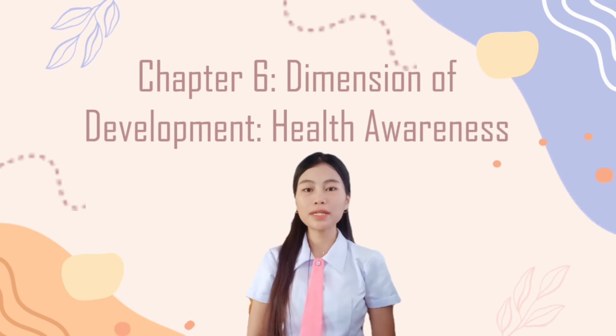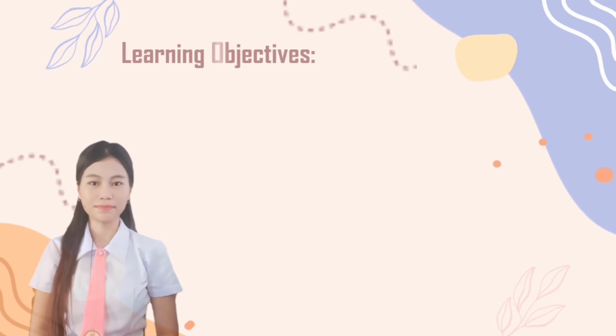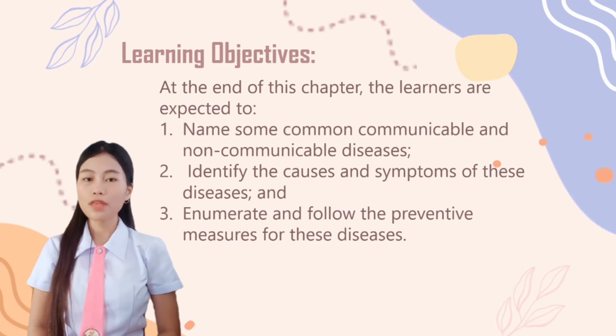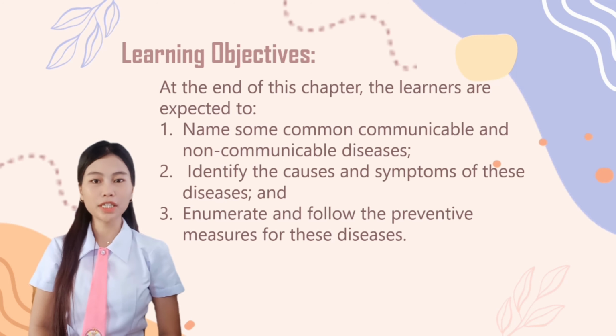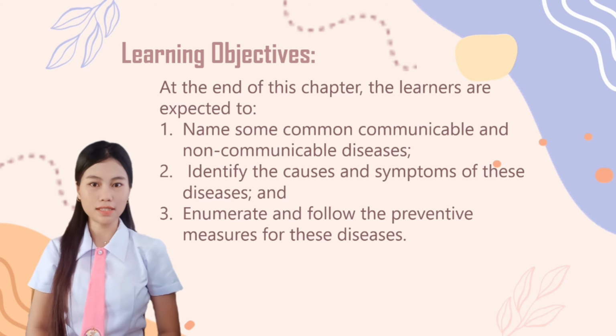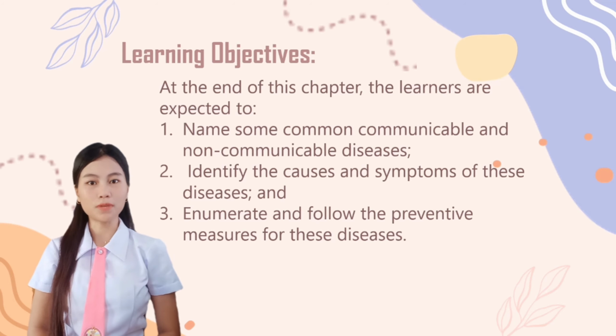Today we will be discussing Chapter 6, Dimension of Development, Health Awareness. But before that, let's go over the learning objectives of this lesson. At the end of this chapter, the learners are expected to first, name some common communicable and non-communicable diseases. Second, identify the causes and symptoms of these diseases. And third, enumerate and follow the preventive measures for these diseases.